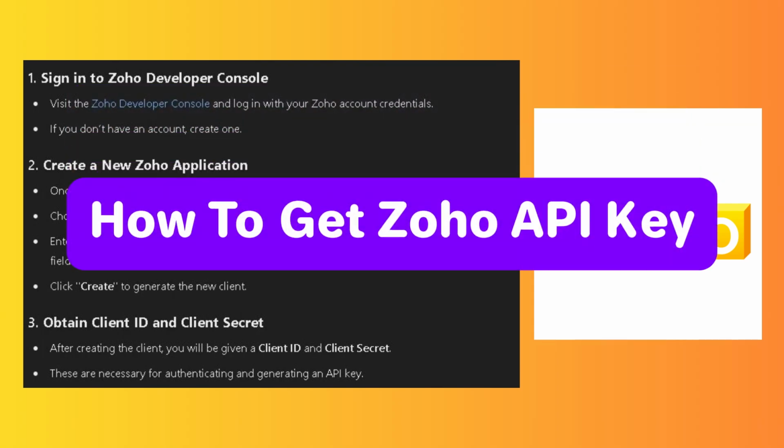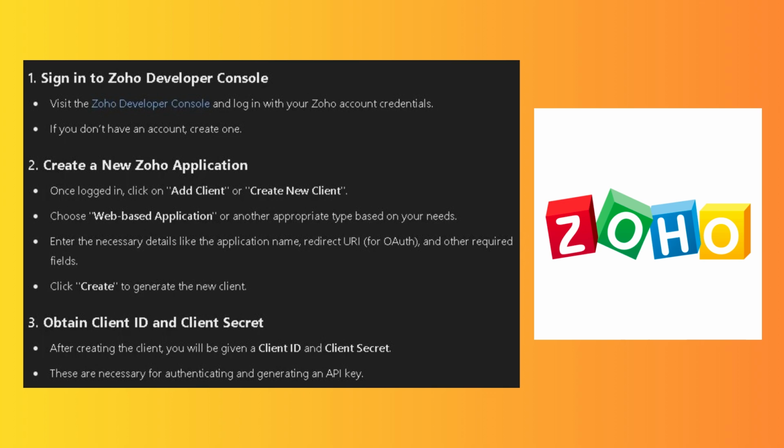In this video, you will learn how to get Zoho API Key. First, visit the Zoho Developer console and log in with your Zoho account credentials. Then, if you do not have an account, create one. After that, create a new Zoho application.